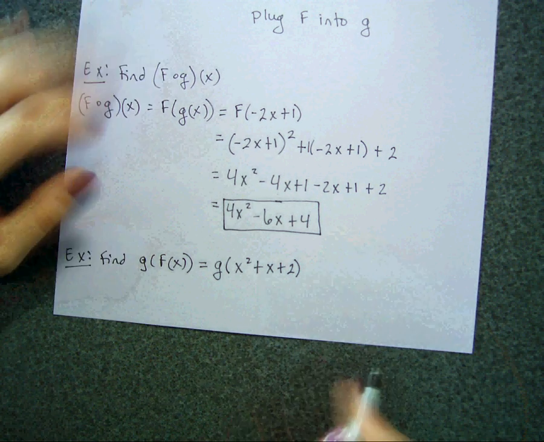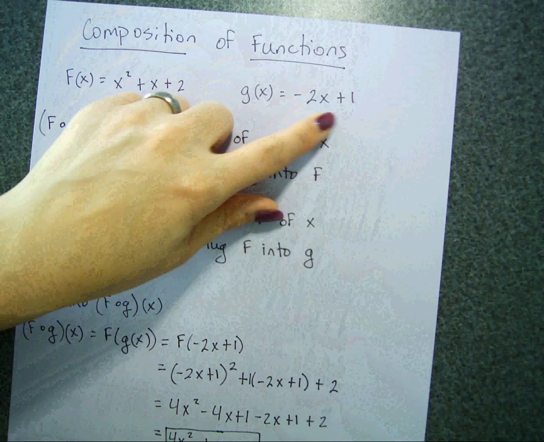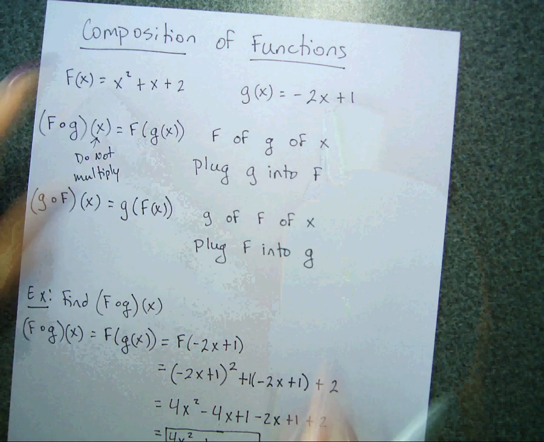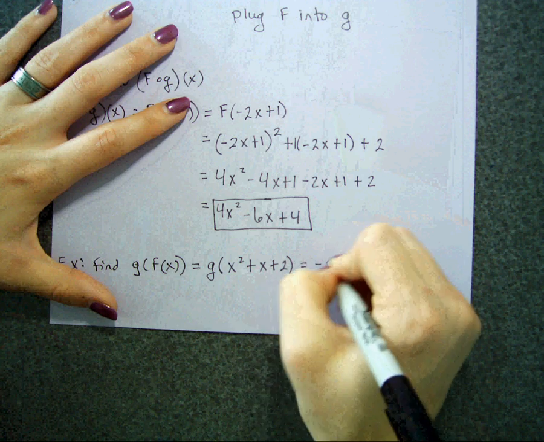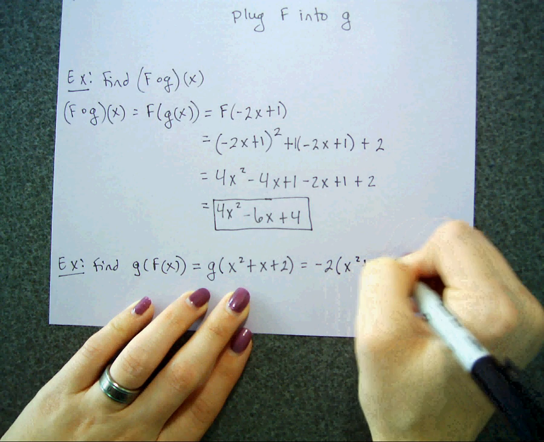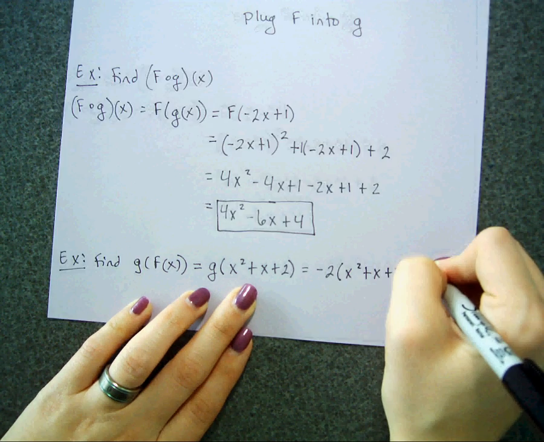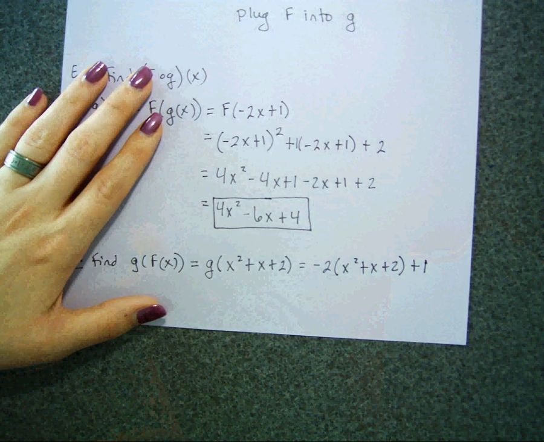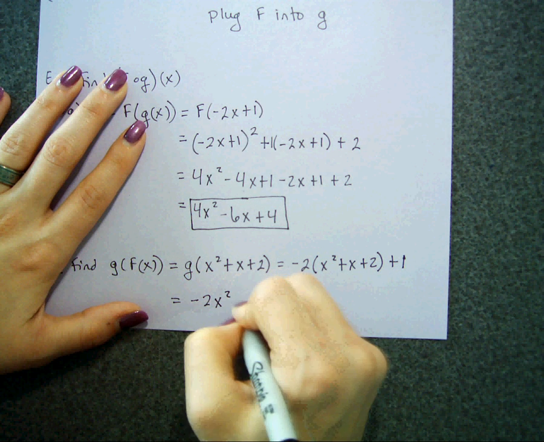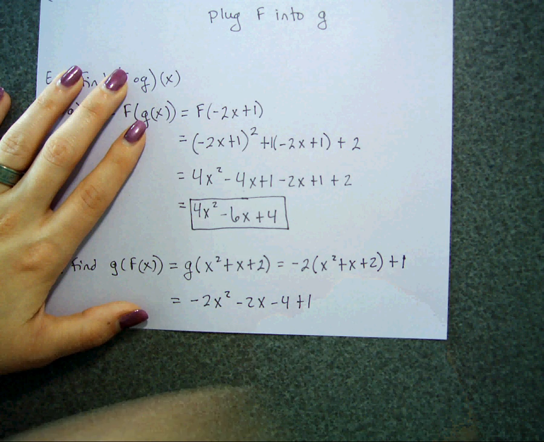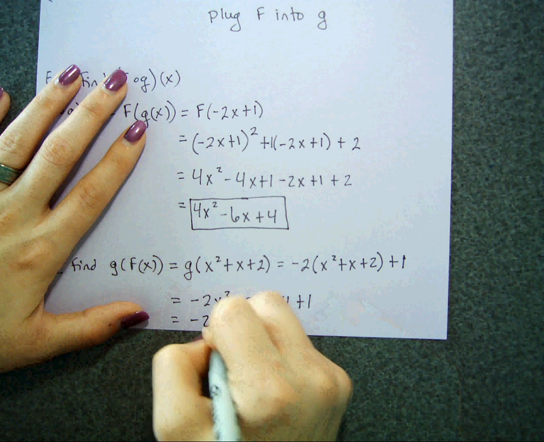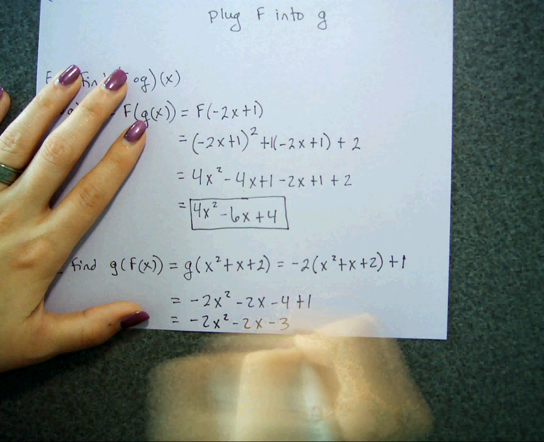So remember, g of x is negative 2x plus 1. So just in x's spot, instead of x, I'm going to have all of f. So I will have negative 2 times, instead of x, x squared plus x plus 2. And then finish off my function, plus 1. And now just simplify. So I'm going to distribute the negative 2. Gives me negative 2x squared minus 2x minus 4 plus 1. My only like term is my constant. So I have negative 2x squared minus 2x minus 3.